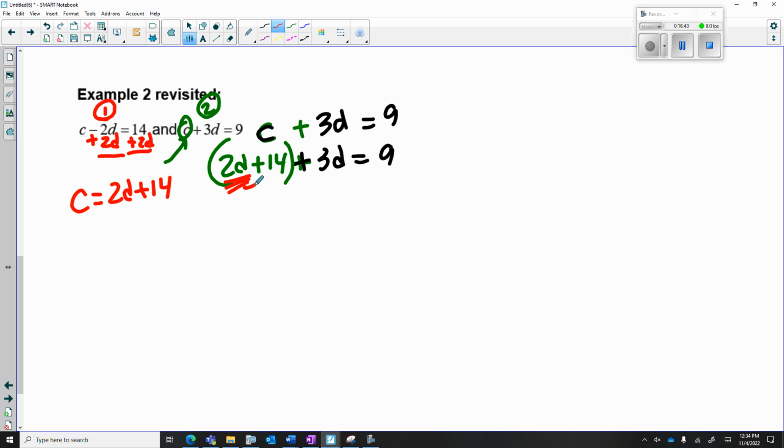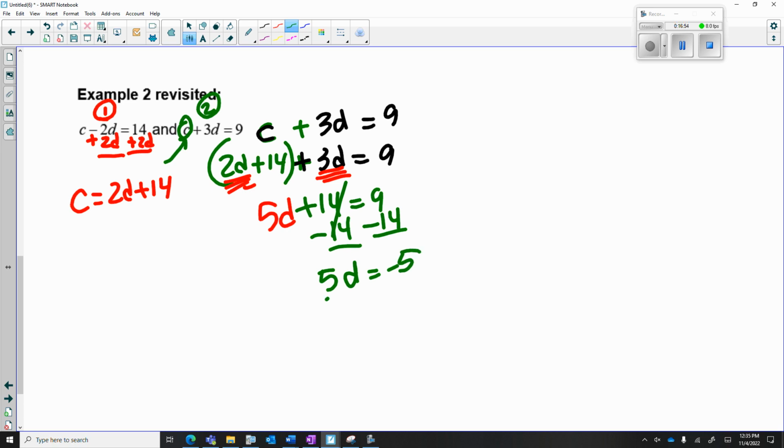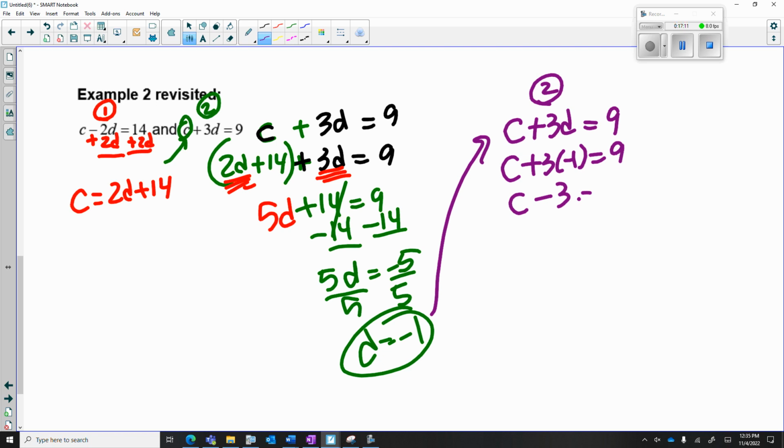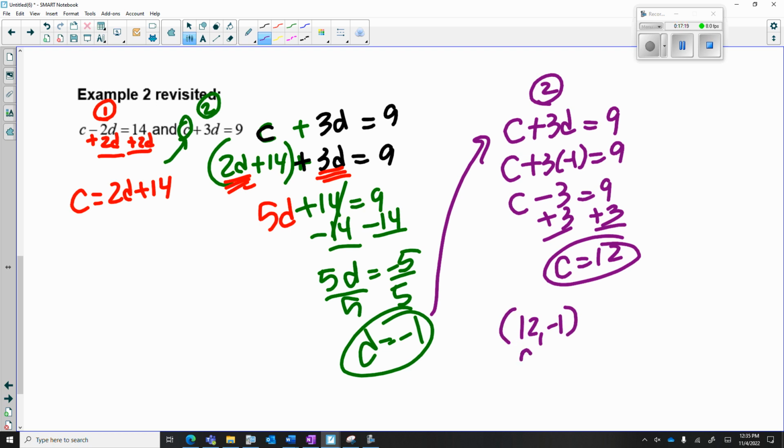So I have 2D plus 3D. Those are like terms. So I get 5D plus 14 equals 9. And now I'm going to solve for D. I'm going to get D equals -1. And then I just go back to my other equation. I'll just use the second equation for now, equation 2, and plug in D equals -1 and solve for C. So I got 12. So C comma D should be 12 comma -1. Final answer. And then I would check it in the other equation, but I already did that earlier.